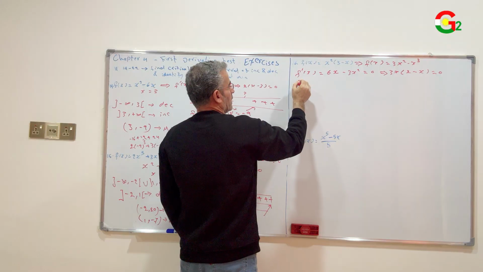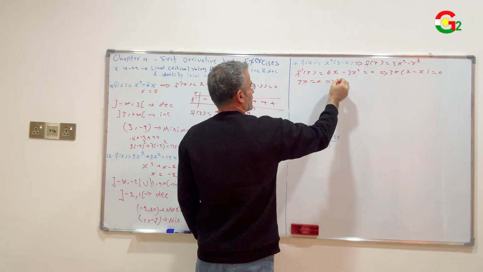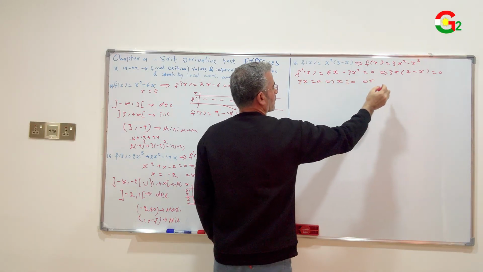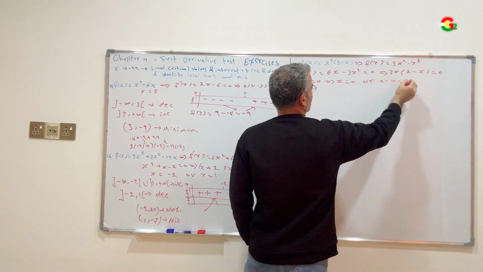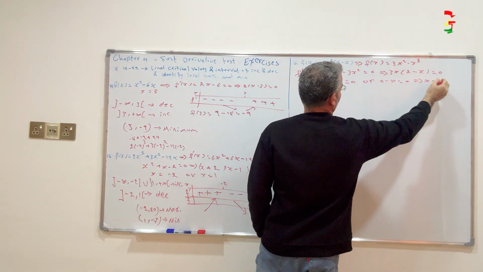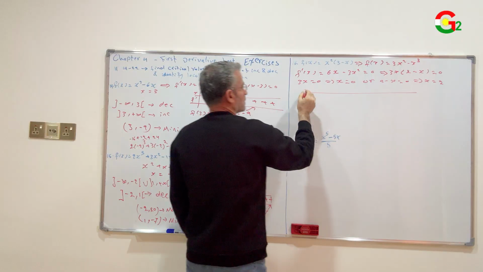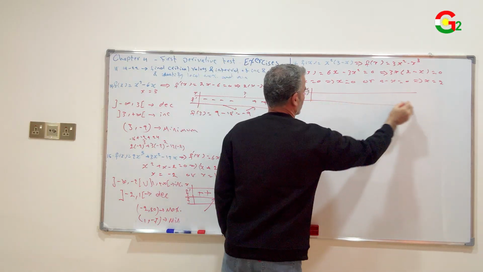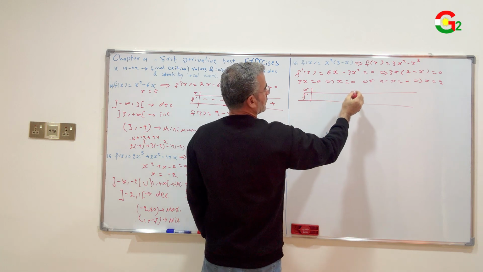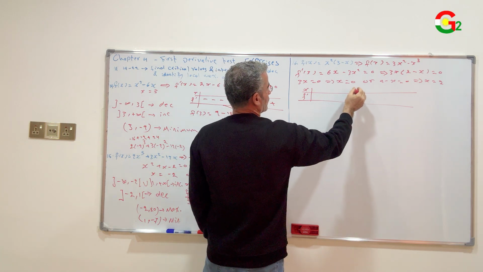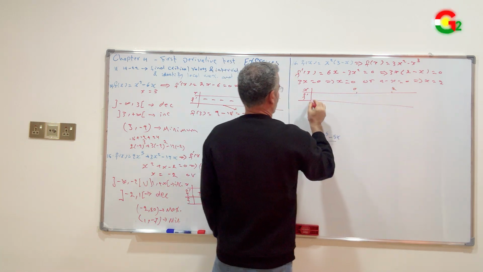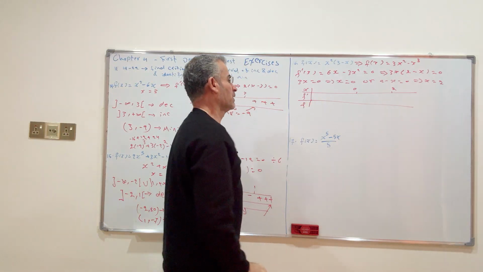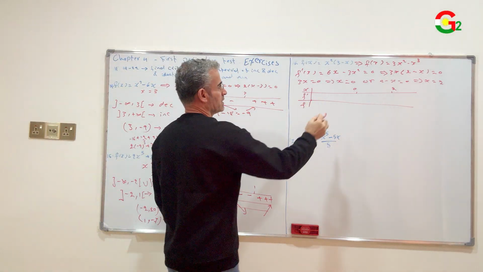Either 3x equals 0, then x equals 0, or 2 minus x equals 0, then x equals 2. This is the critical point of this function. Find the sign of the derivative at 0 and 2. Then find the interval of increasing and decreasing.